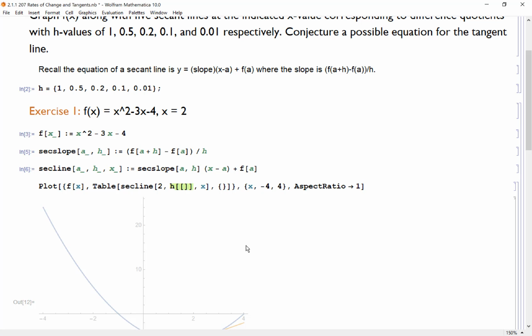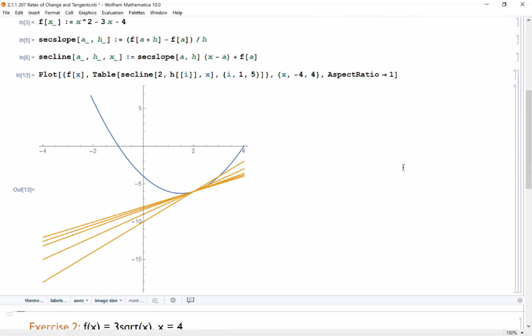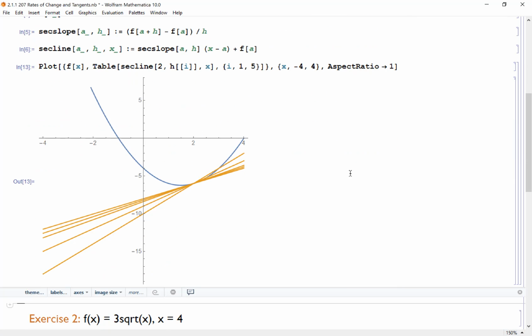So if I say I'm going to let the ith item in my list, i going from 1 to 5, because we have 5 things. And this is different than a lot of computer science languages. They'll start with index 0. Mathematica is starting with index 1. There they all are. There's all 5 secant lines.